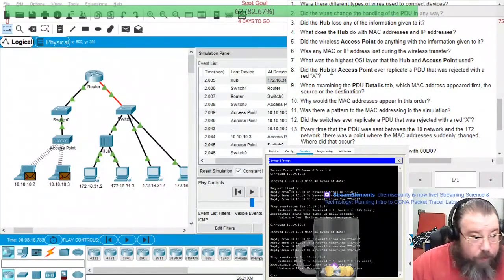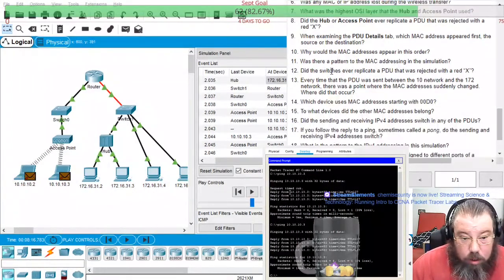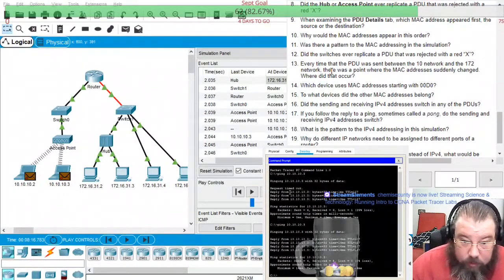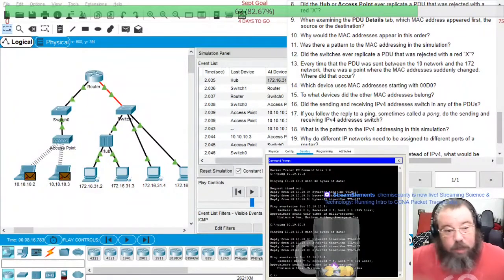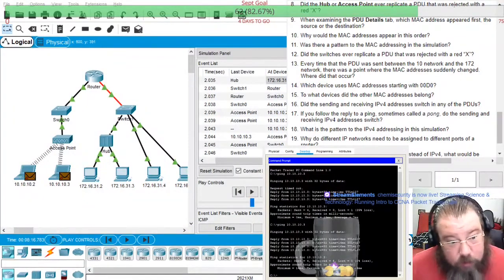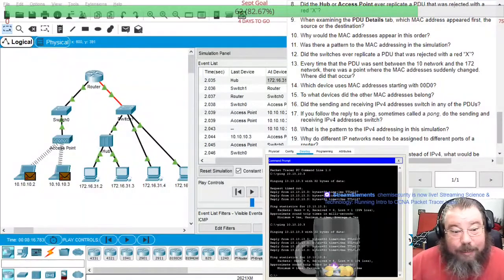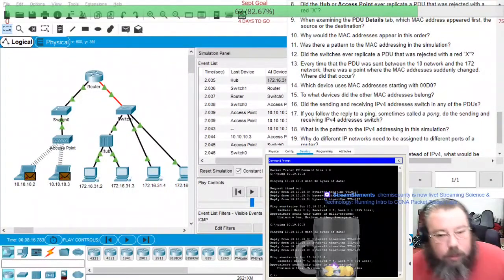And the hub did repeat. The hub did not replicate, but the access point did. And the source appears first. And that's basically these double greater than symbols. That's basically saying from this MAC address to that MAC address, which means the source. So you're going from the source to the destination. So the source is first.